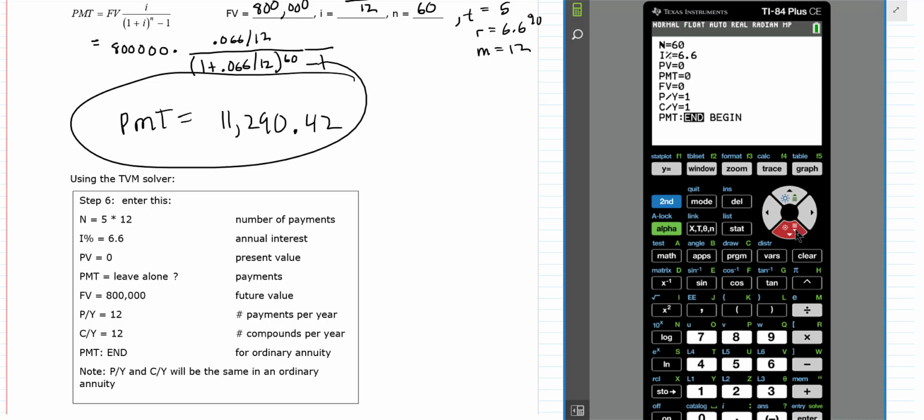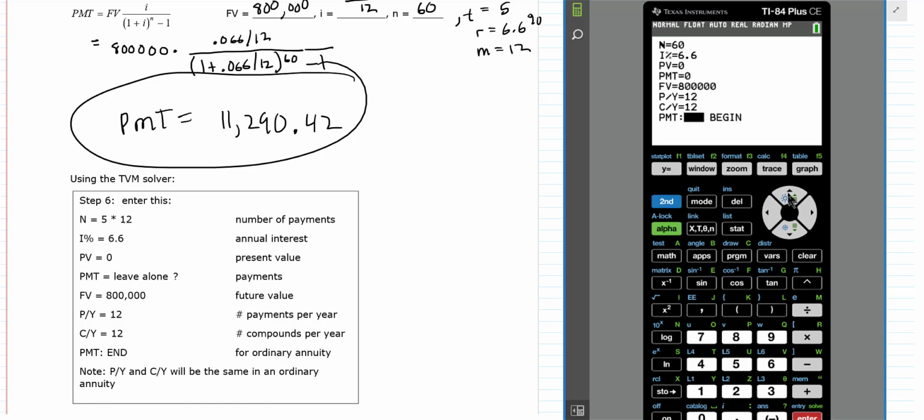Payment, we don't know what that is, that's what we're trying to find. Put a 0 there for now, or anything you want. Future value is what we're saving up for, so that's $800,000. Then you're making 12 payments per year because it said compounded monthly, and you're compounding 12 also. These last 2 numbers will always be the same. Make sure payment is set at end in order to do that correctly. Does that make sense?